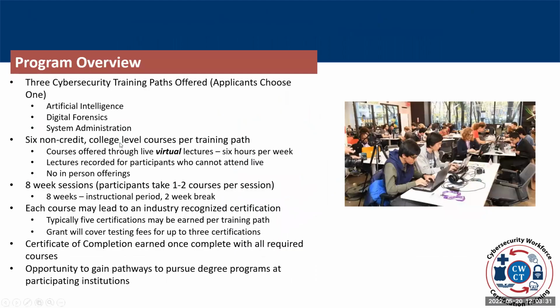All right, so the brief overview of the program. With the CWCT program, we do offer 3 training paths, and you chose one of them when you were admitted. These 3 training paths are artificial intelligence, digital forensics, and system administration. Within each path, there are 6 non-credit college level courses per training path.